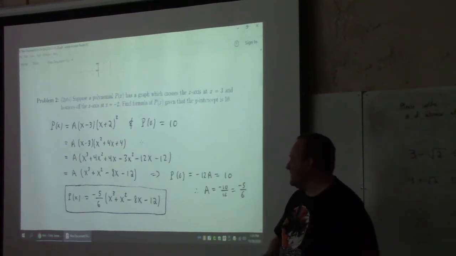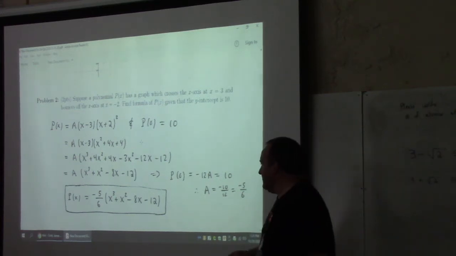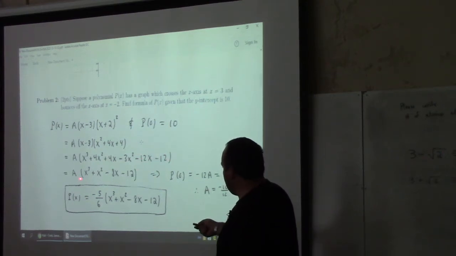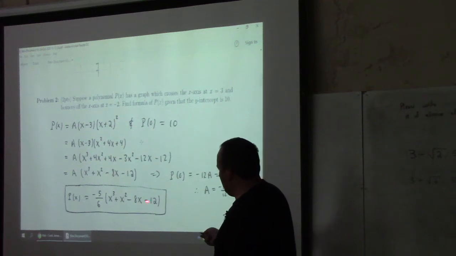right? This one is less of a pain because it's just, you have a crossing which gives you x minus 3, a bounce which gives you x plus 2 squared, and so then if you multiply this out, you should get a minus 12 over here. That's actually the only number that matters. If you got these things wrong, it won't hurt you in finding the a, but then it'll hurt you in your final answer, of course.